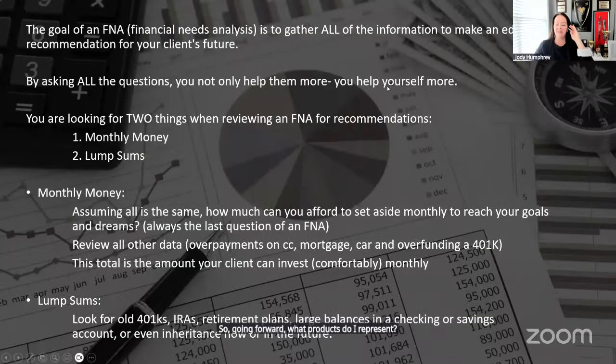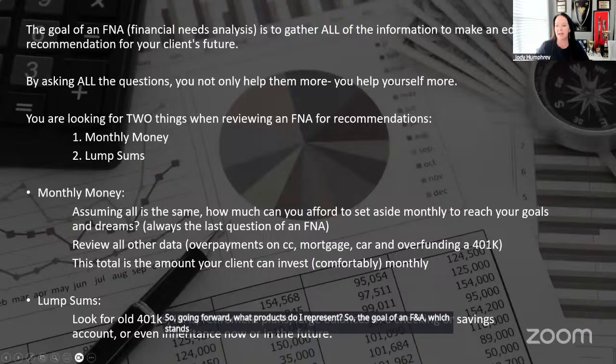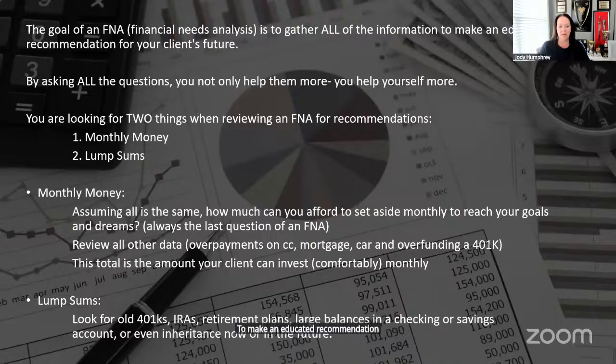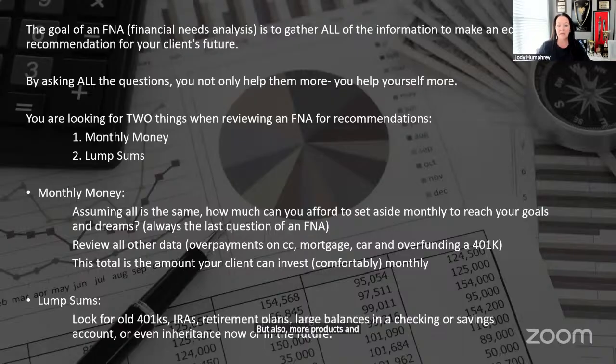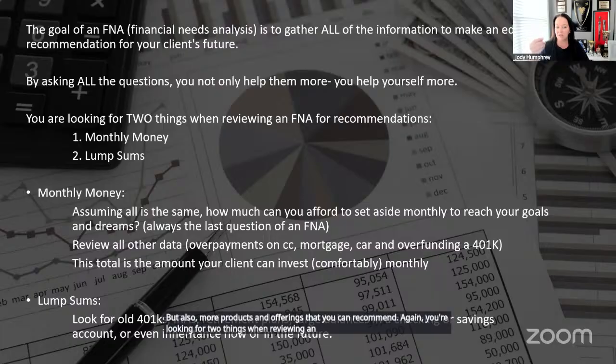The goal of an FNA, which stands for Financial Needs Analysis, is to gather all of the information to make an educated recommendation for your client's future. By asking all of these questions, you not only help them more, you help yourself more. It gives you more opportunity to help them, but also more products and offerings that you can recommend. Again, you're looking for 2 things when reviewing an FNA for recommendations: monthly money and lump sum money.